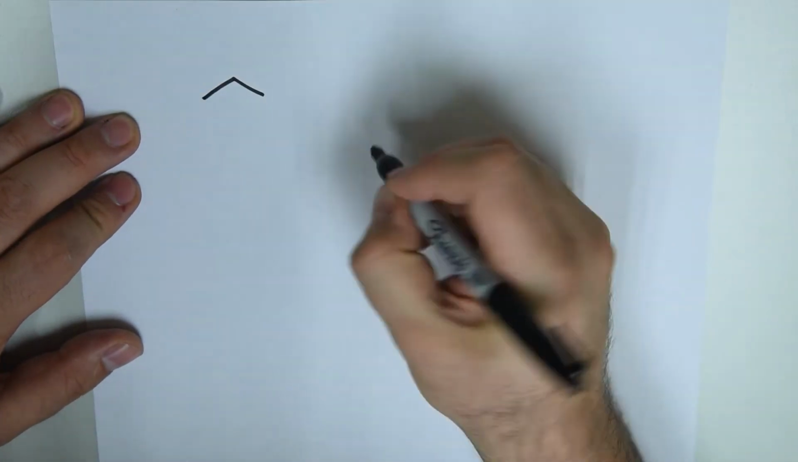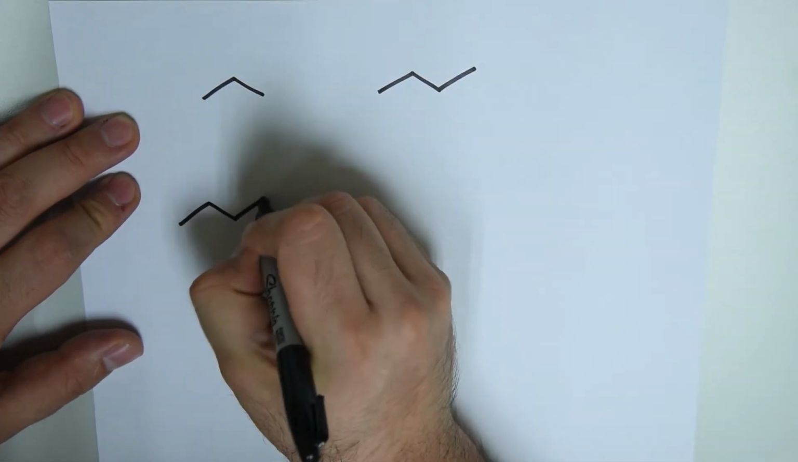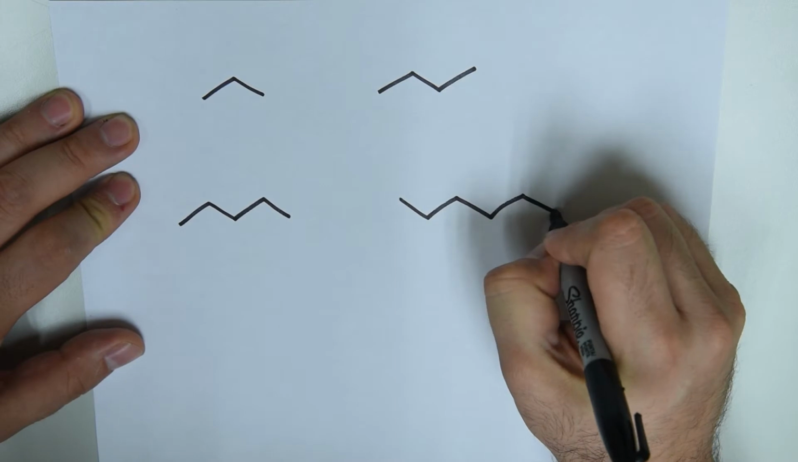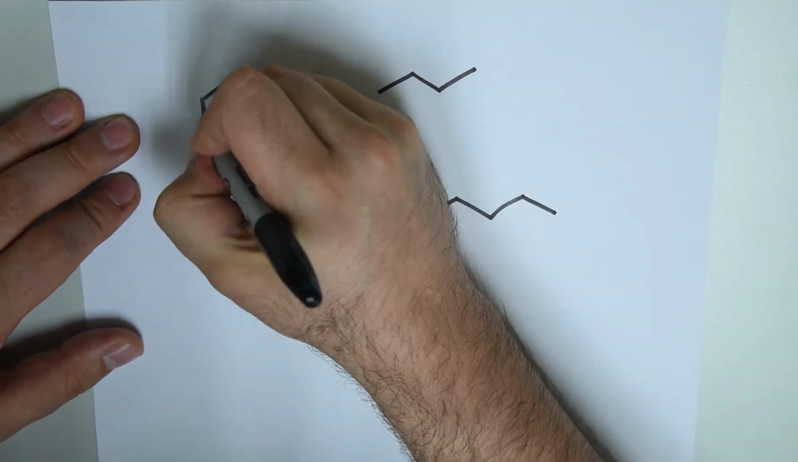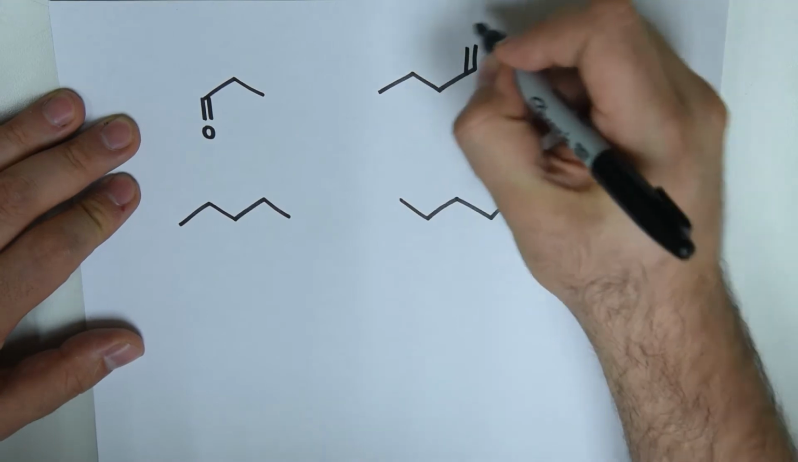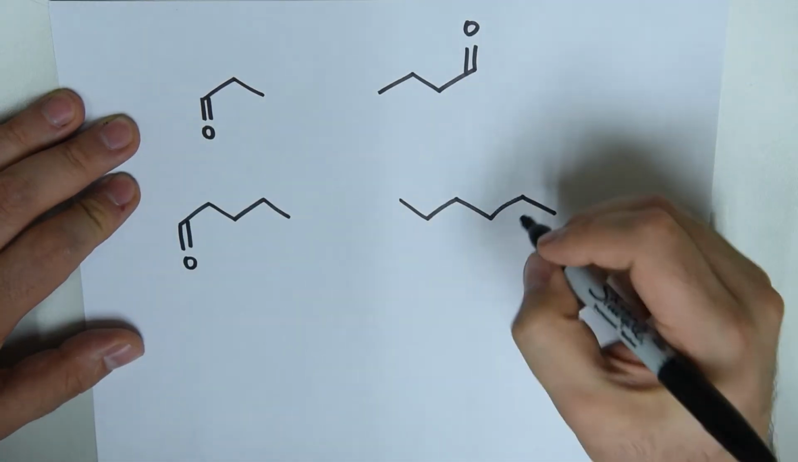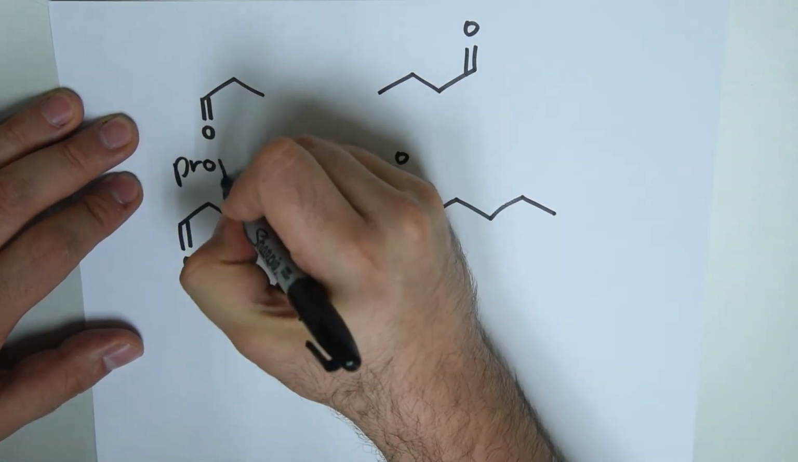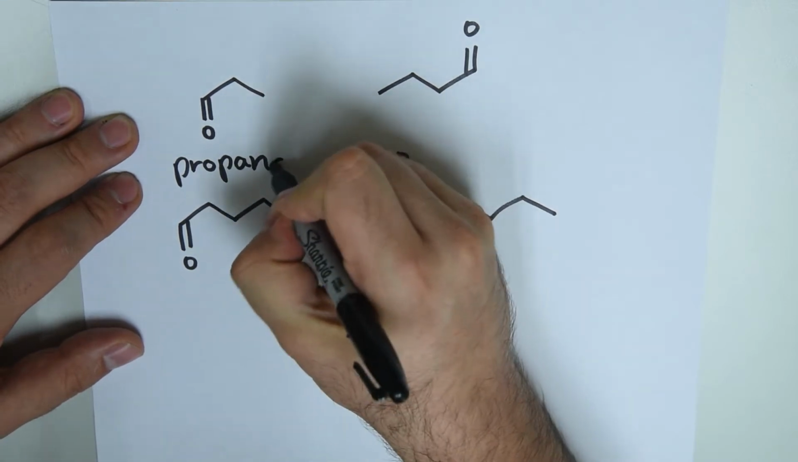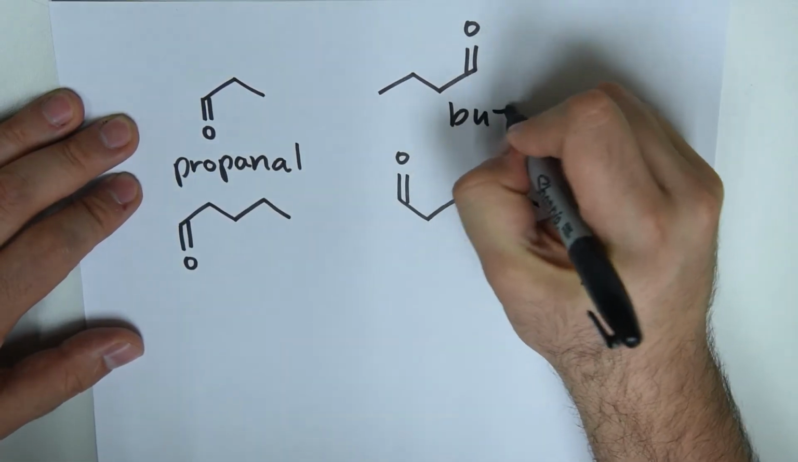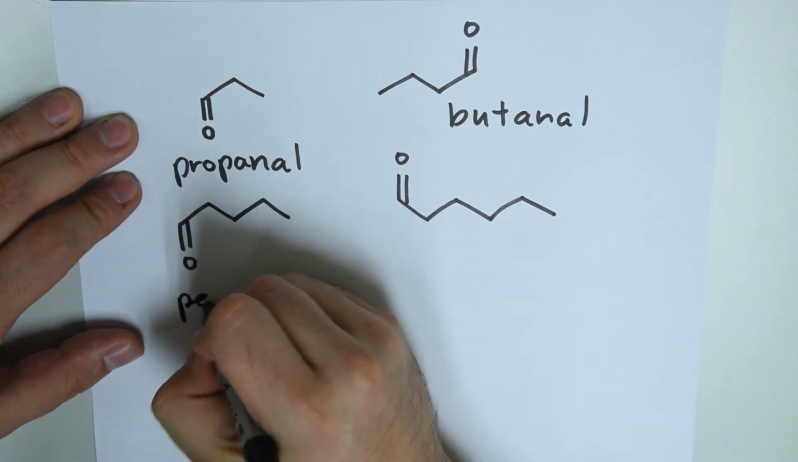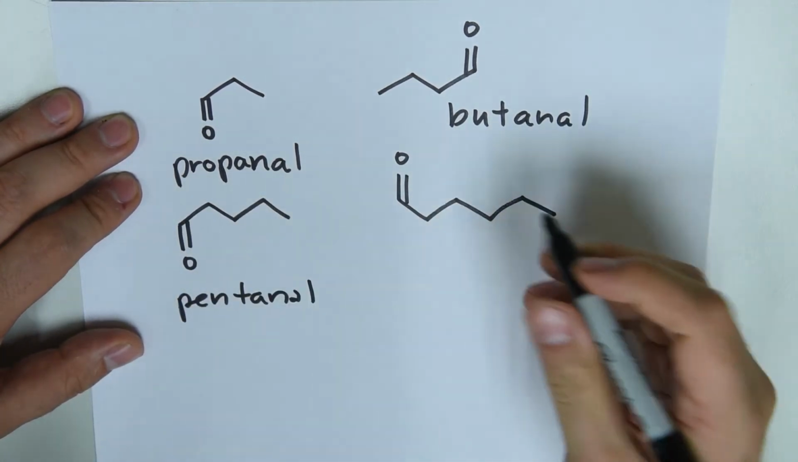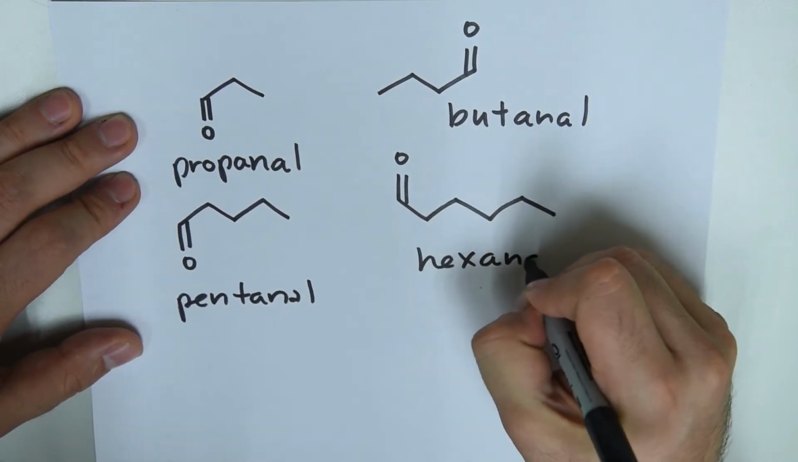Let's look at other examples. It doesn't matter how many carbons I draw. Let's see, 1, 2, 3, 4, 5, 6. Let's leave it right there. If I add my double bond at the edge, I'm turning all these hydrocarbons into aldehydes. Therefore, propane, we take off the E, becomes propanal. Butane becomes butanal. Pentane becomes pentanal. And hexane becomes hexanal, and so forth.